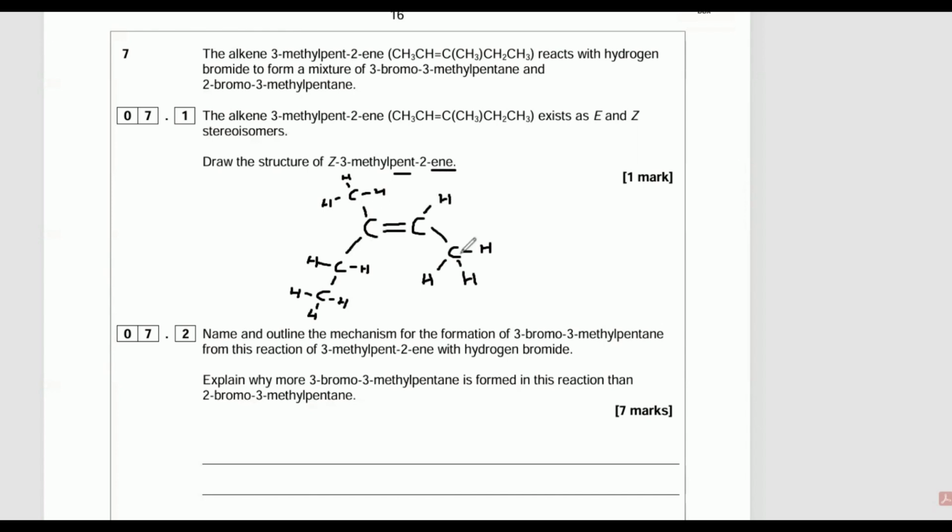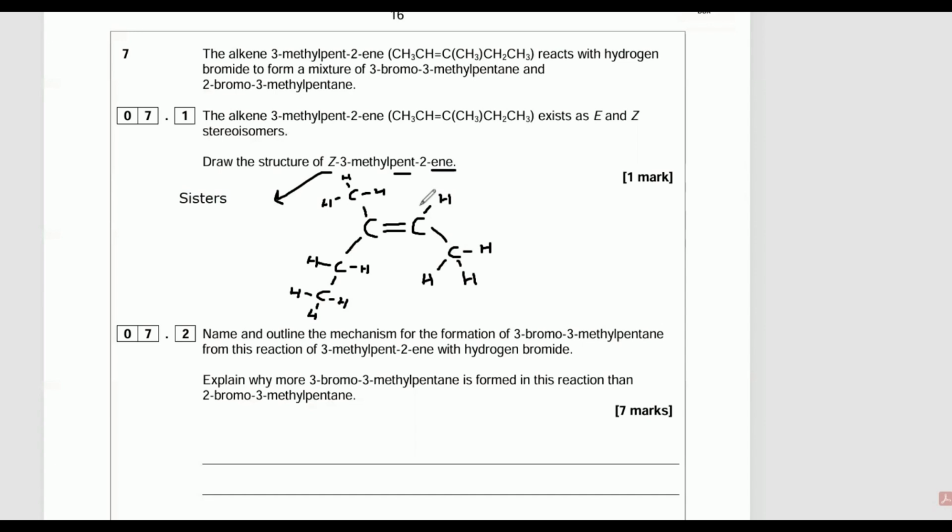Now, this isn't necessarily right. I need to check. So what we need to check is Z, what does Z mean? Z means zusammen, which means sisters. So it means you should have two of the same group on the same side of the double bond. Now in order to be a Z or E isomer, each of these carbons should have a different group attached. So you see I've got an ethyl group and a methyl group. That's fine. I've got a hydrogen and a methyl group. That's fine. But each carbon must have two different groups attached. You can't have an E/Z isomer where you have a methyl group here and a methyl group there.